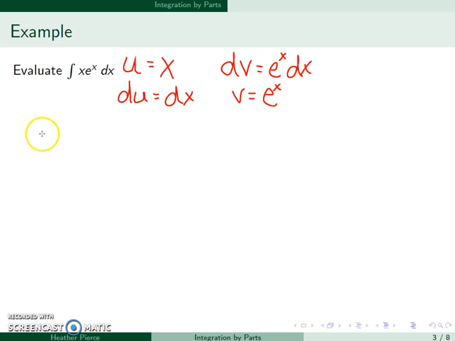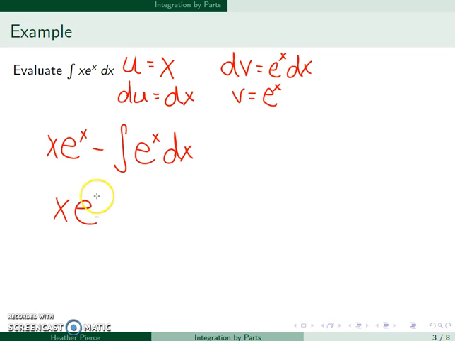So this integral is u times v minus the integral of v du. And this is much easier to evaluate since I know the integral of e^x is just e^x. So I have the integral is x e^x minus e^x plus c.